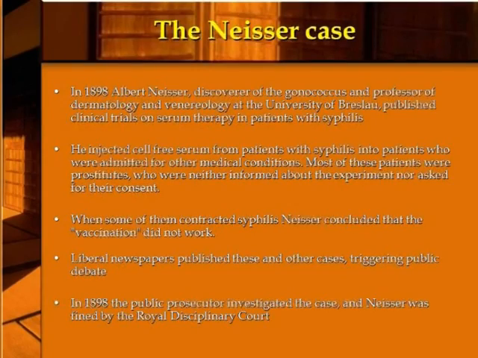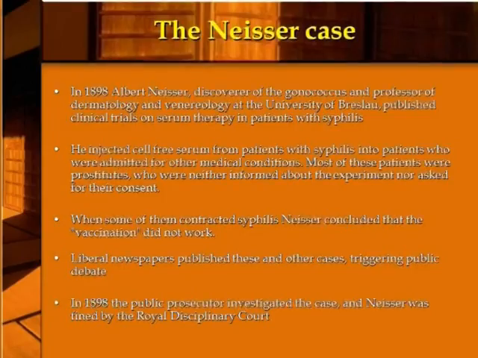The Neisser case: Albert Neisser, who was the discoverer of gonococcus, did one study in 1898 where he injected cell-free serum from patients who had syphilis into other patients in the clinic who had other diseases. Most of these patients that he injected the serum into were prostitutes, and many of them developed syphilis. So he said that the vaccination doesn't work. That's all that he found from the trial.